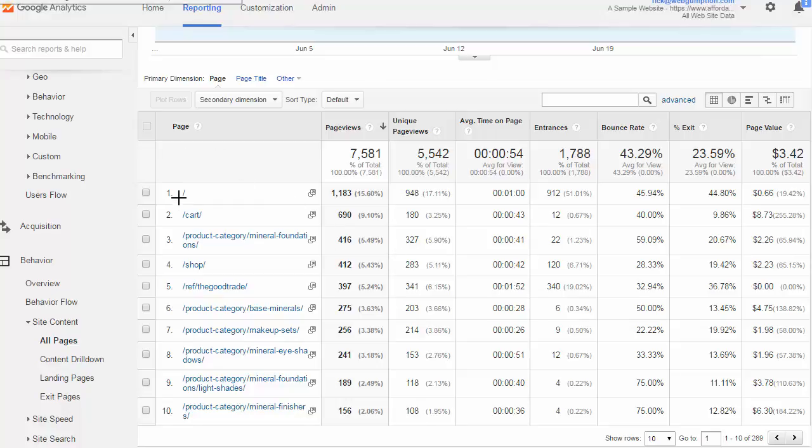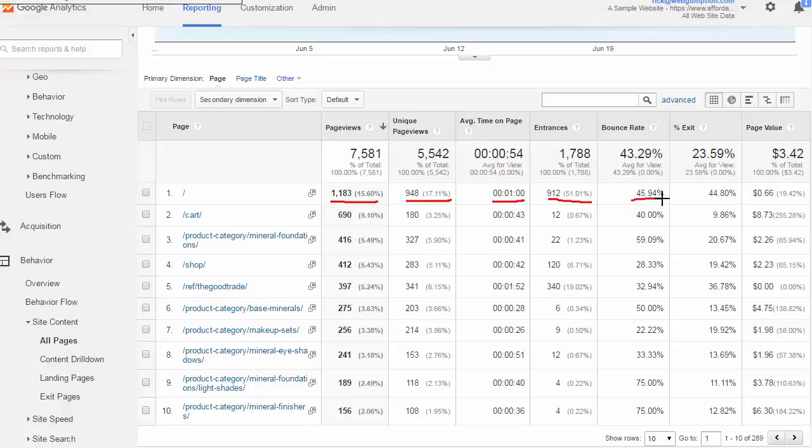Down the left-hand column, we get a list of the top pages. It's by default sorted in order of the number of page views they've had. And on top, we see the home page, which has about 1,183 page views. The next metric we see is unique page views, 948, and this is an indicator of how many unique people viewed our home page. And on average, we know that people who view the home page spend about 1 minute on there. About 912 people entered via the home page, and that is the entrances metric.